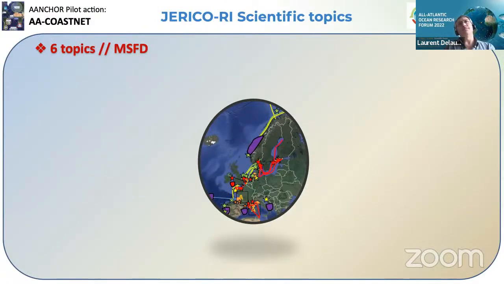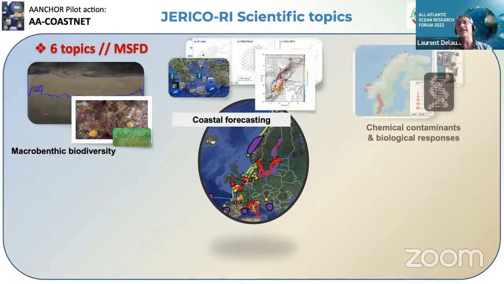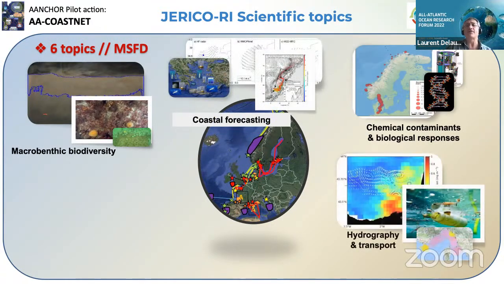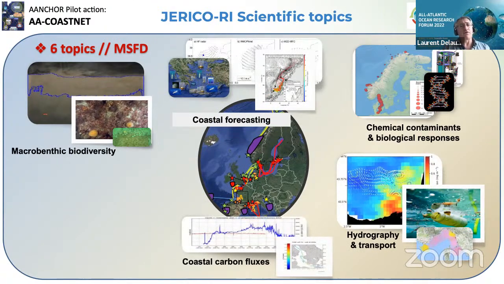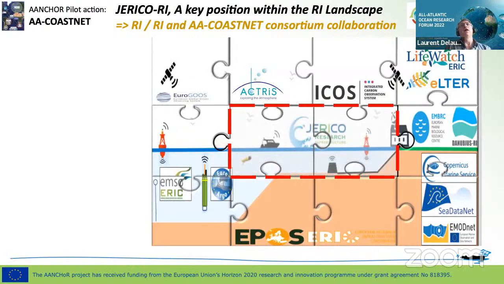There are six scientific topics that are addressed by the JERICO research infrastructure. The first one is dedicated to macrobiotic and biodiversity, then coastal forecasting, chemical contaminants and biological response, hydrography and transport, coastal carbon flux, and phytoplankton, harmful algal blooms and eutrophication.